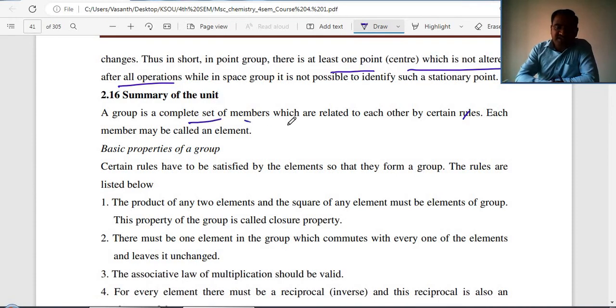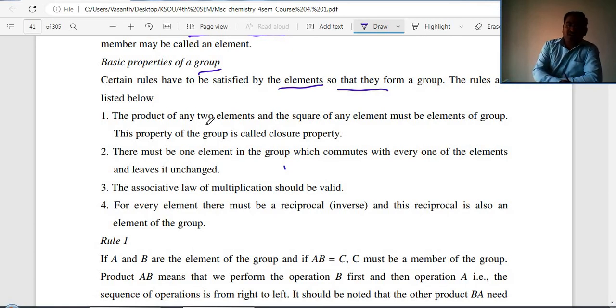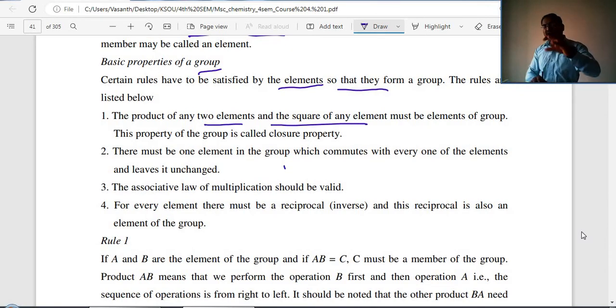A group is a complete set of members which are related to each other by certain rules. Each member may be called an element. The basic properties of groups are what? Certain rules have to be satisfied by the elements so that they form a group. The rules are listed below. The product of any two elements, and the square of any element, must be an element of the group. This property is the closure property.